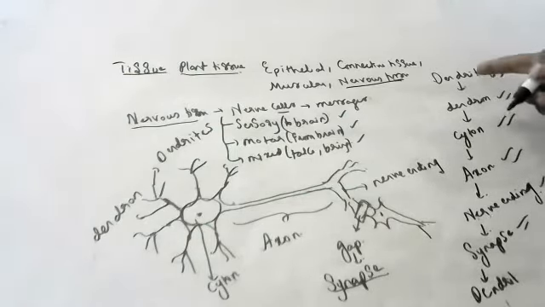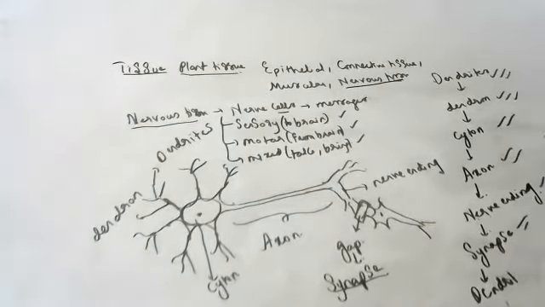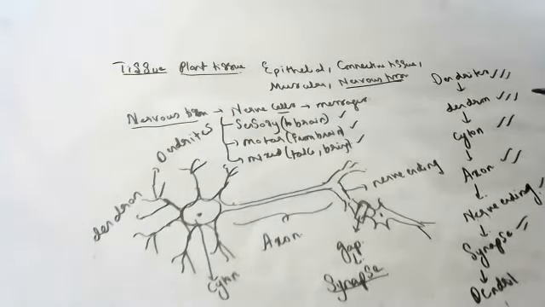Can anyone repeat this, children? Dendrites, dendrons, cytons, axon, nerve endings, synapse. Any other student? Dendrites, dendron, cyton, axon, nerve ending, synapse. Synapse is the gap between two nerve cells.